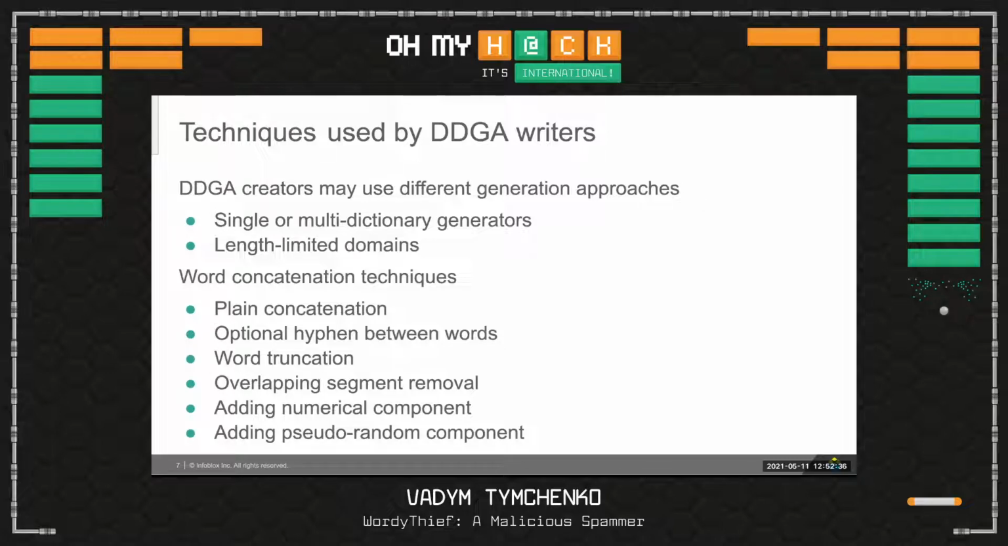There are also different word concatenation techniques being used, starting from very basic concatenation. Sometimes an optional hyphen might be inserted. Some words might be truncated either to certain lengths, or several characters might be removed from either end. Overlapping segments removal: when a word starts with the same character that the previous word ended with, this extra character might be removed. Sometimes a numerical component or pseudorandom component is added.